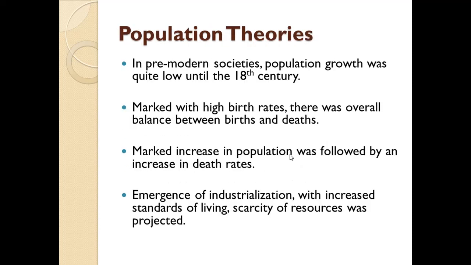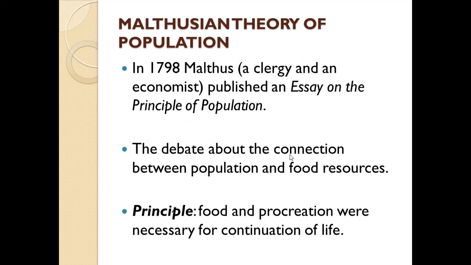So we have some theories that look at population growth. In pre-modern societies, population growth was quite low until the 18th century, just as we saw in the previous statistics and trends, marked with high birth rates. Of course, there was also an overall balance between births and death rates, and a marked increase in population was followed by an increase in death rates. And of course, with the emergence of industrialization and science, with increased standards of living, scarcity of resources was projected. Therefore, population would be affected.